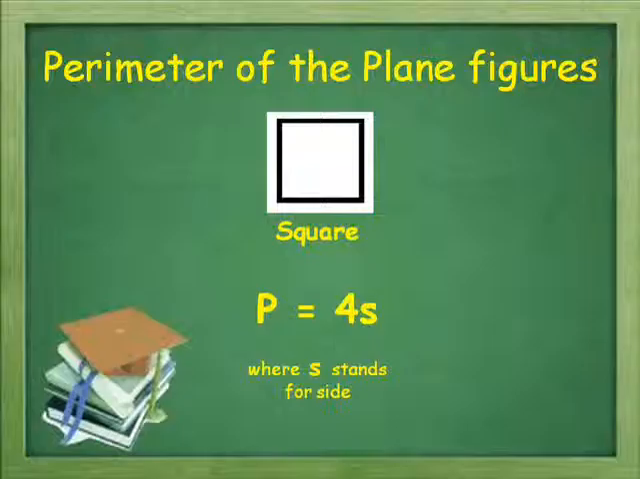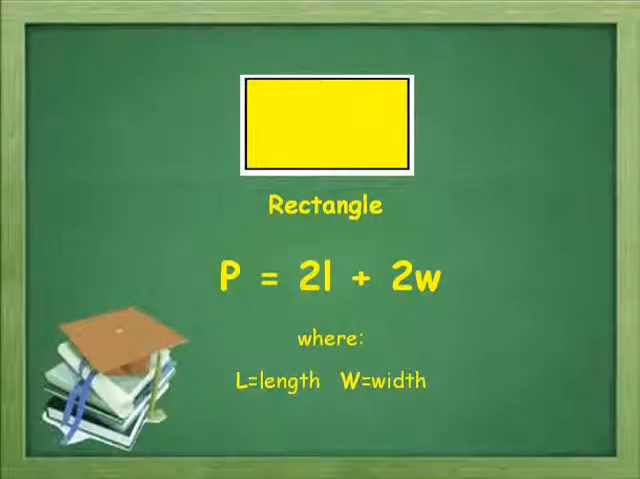First is square. To get the perimeter of square, we're going to use the formula P is equal to 4S, where S stands for side. Next is rectangle. To get the perimeter of rectangle, we're going to use the formula P is equal to 2 length plus 2 width.